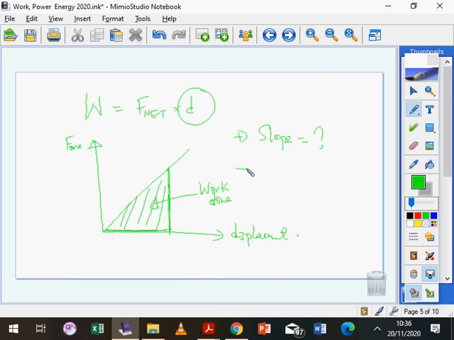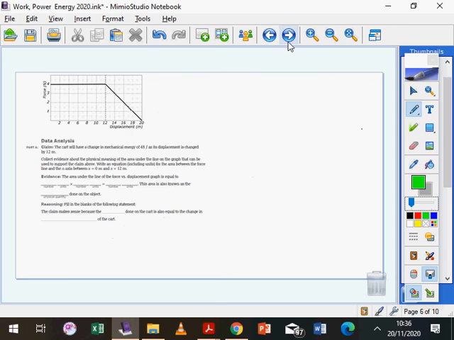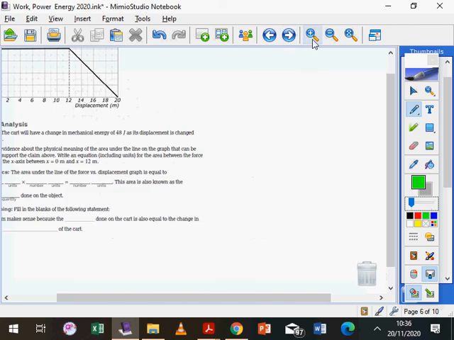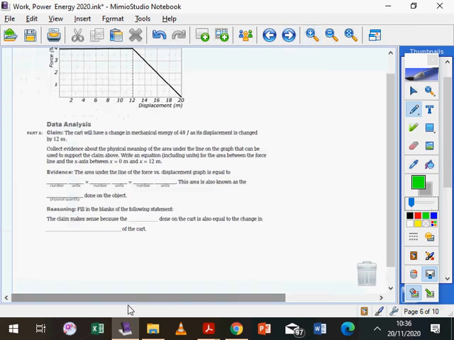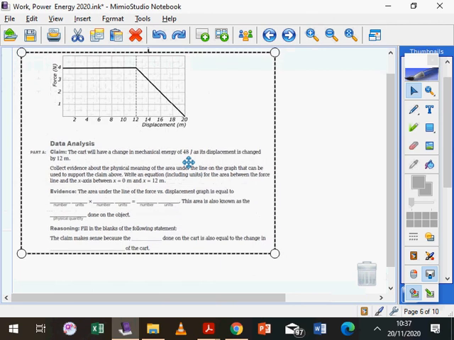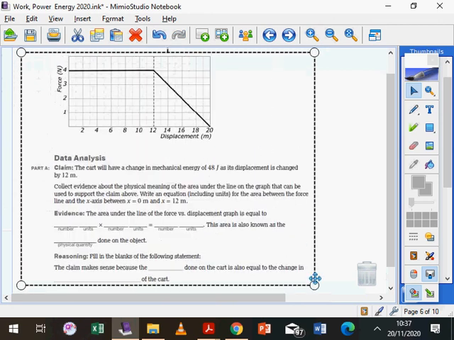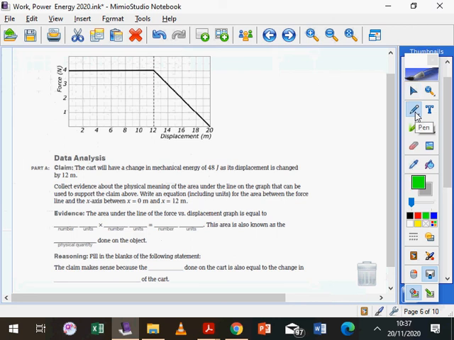All right, so pages 90 to 91 of your workbook, the very first question you have there is actually related to what I was starting to talk about, the graph of force versus displacement. So we have a graph there, force versus displacement, and there's a claim. The cat will have a change in mechanical energy of 48 joules as its displacement is changed by 12 meters.